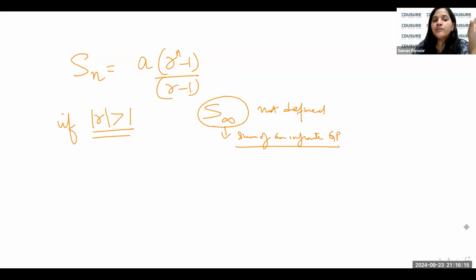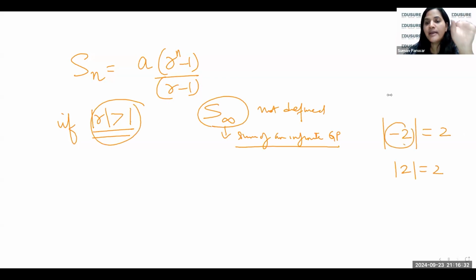So if the absolute value of r is greater than 1, now I hope everybody knows what is an absolute value. If not, I will tell you. Suppose you have minus 2. Absolute value, it is 2. Absolute value of 2 is 2. So whenever you have a negative number, you convert it into a positive number.